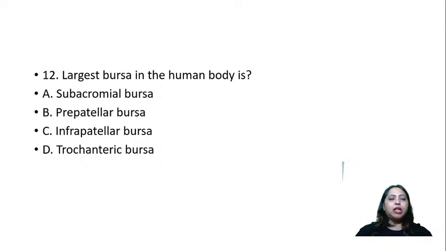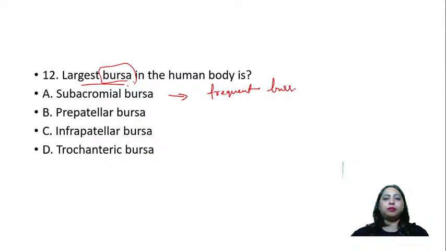Next, largest bursa in the human body. There are so many bursae: subacromial, prepatellar, infrapatellar, trochanteric. Which one is the largest bursa? This is one which undergoes frequent bursitis. Subacromial bursa. Because of which muscle? Anybody? Which muscle is very close to this subacromial bursa?